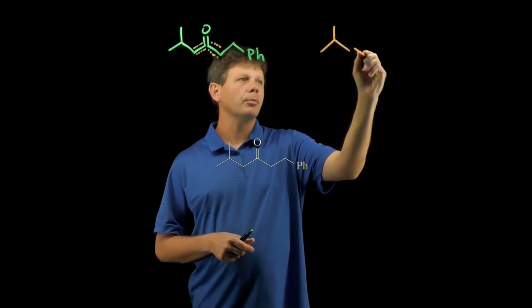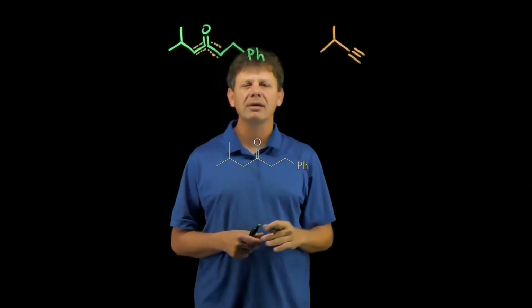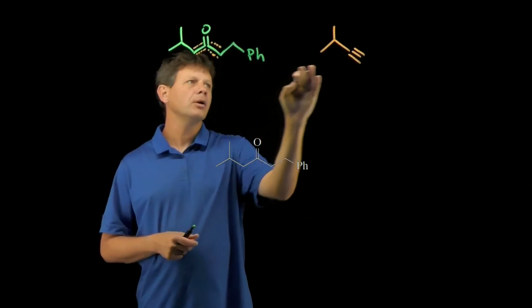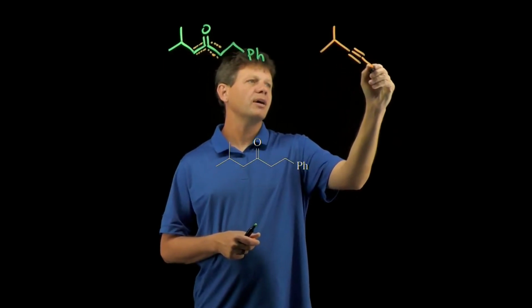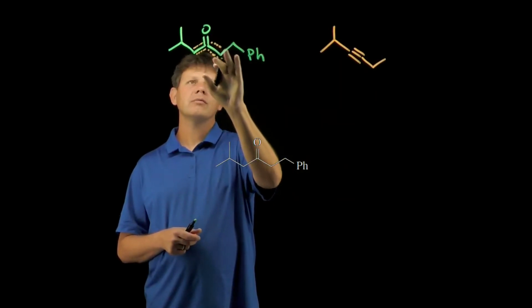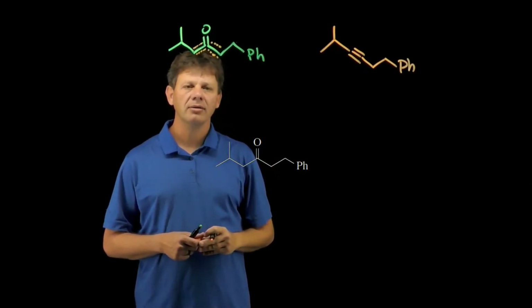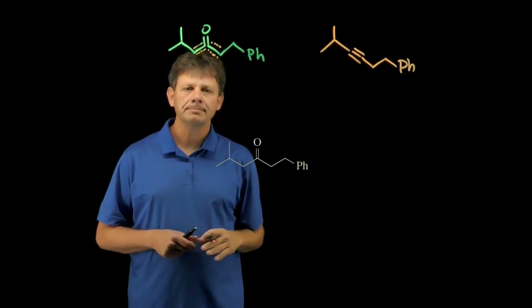So we could have the triple bond be here. We're going to want to make sure we have the number of carbons right. So 1, 2, 3, 4, 5, 6, and then the phenyl. 1, 2, 3, 4, 5, 6. And then the phenyl. So that would be one of the alkynes, not symmetrical.